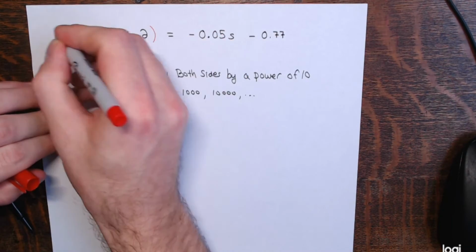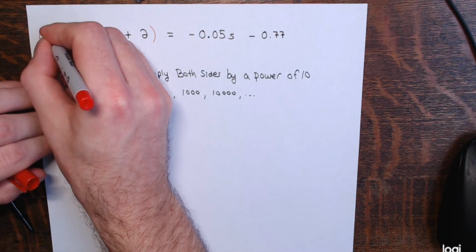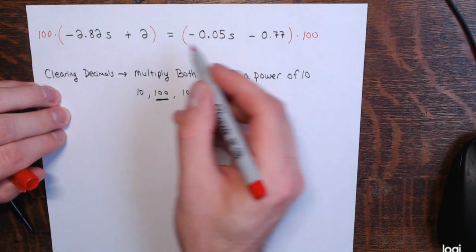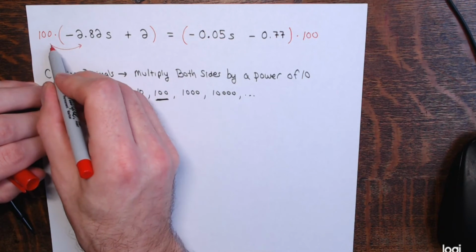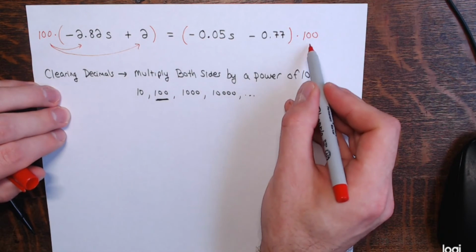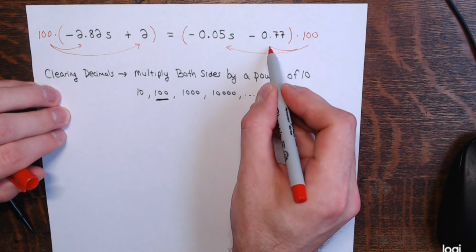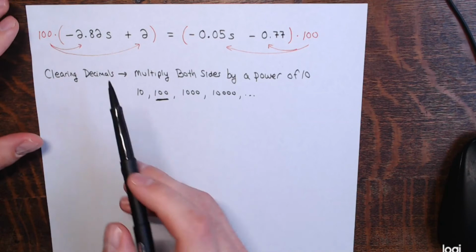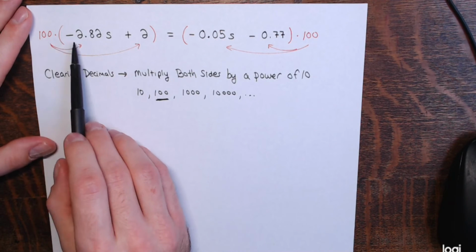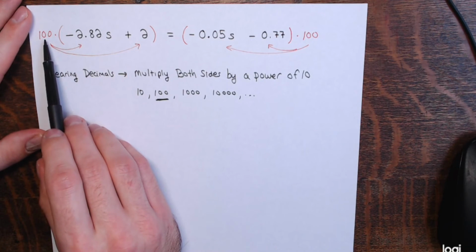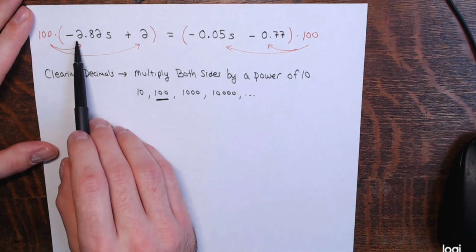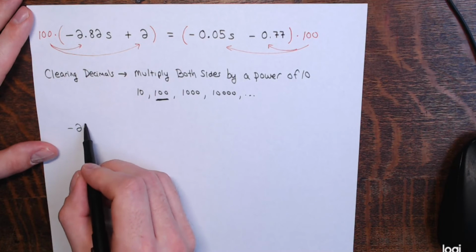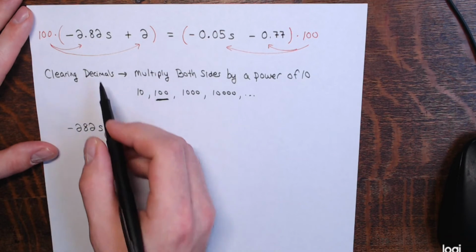So times 100. And then this entire side times 100. And again, this is going to require the distributive property. There are multiple terms on both sides. So every single term is getting multiplied by 100. And again, what that's going to do is move the decimal point to the right 2 places for every number. So negative 2.82 times 100 would be negative 282. And then you still have the times s.